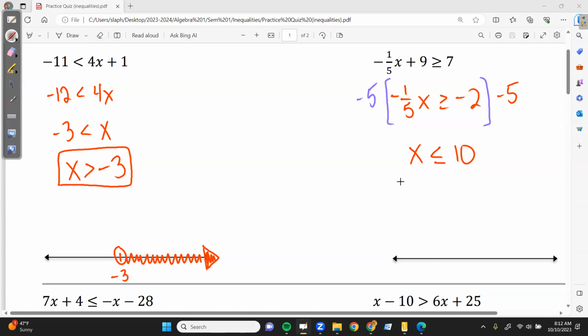All right. So the answer, remember, is not 10. The answer is all x's that are less than or maybe equal to 10. So we go down here, we mark just the 10. We do color in our boundary circle this time, and we shade to the left because that's where the numbers are that are less than 10. Are we perfect so far, two for two?